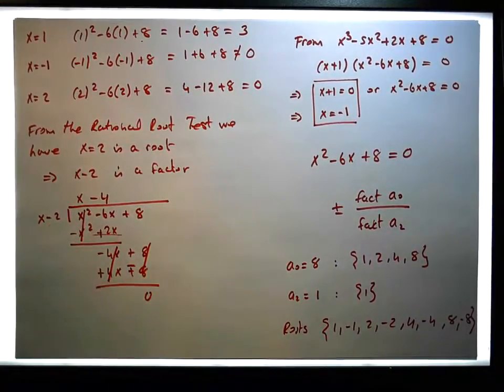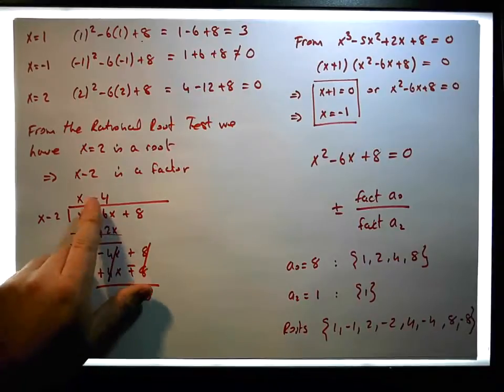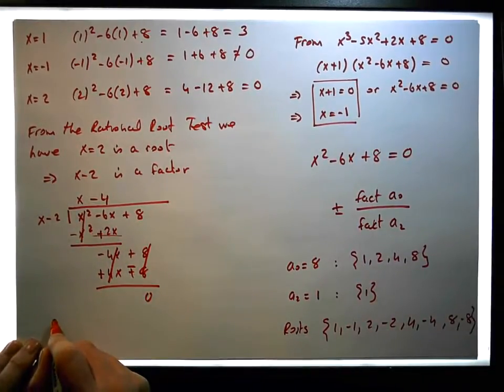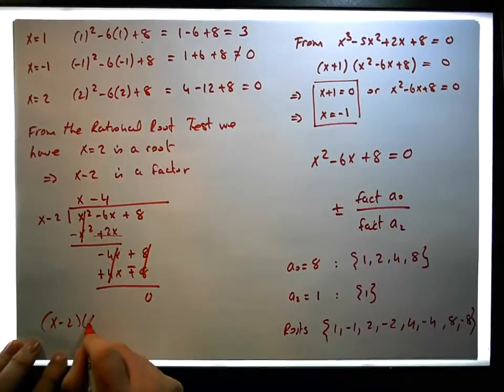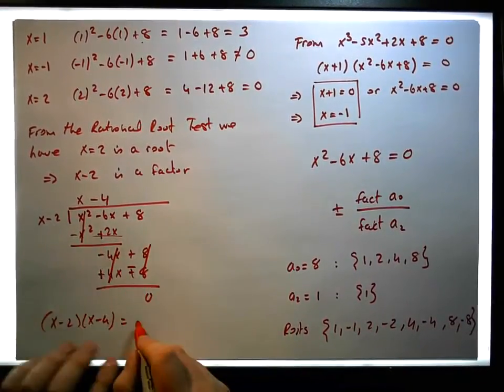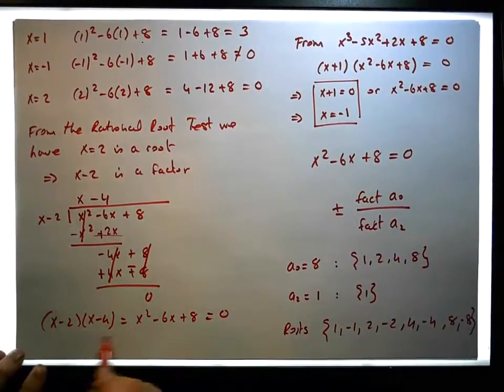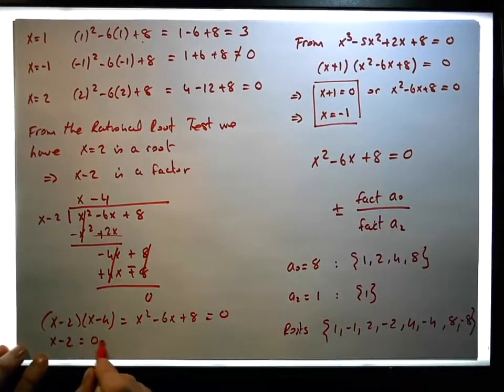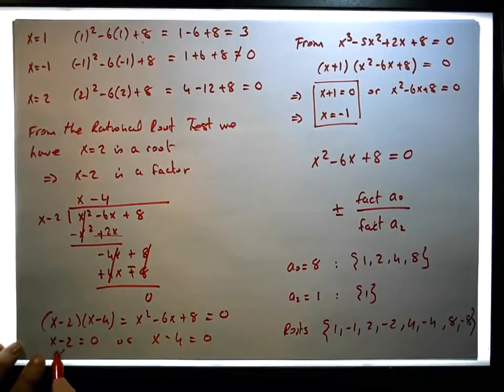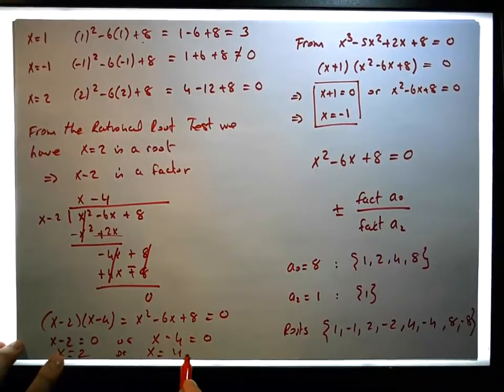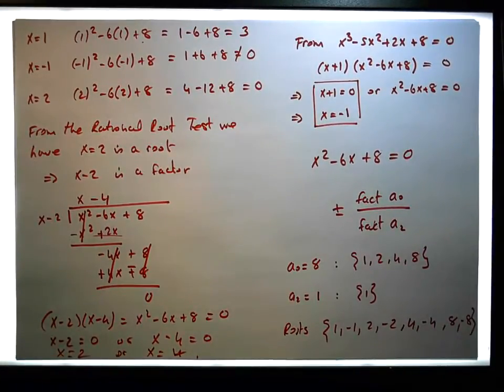So there you go. What we now know is that this divides into this amount of times, which basically means that x minus 2 times x minus 4 is actually equal to x squared minus 6x plus 8, which has to be equal to 0. What does that mean? That means that x minus 2 must be equal to 0, or x minus 4 is equal to 0, which gives us x is equal to 2, which we started with up here, or x is equal to 4. So now we found all of our factors using the rational root test.